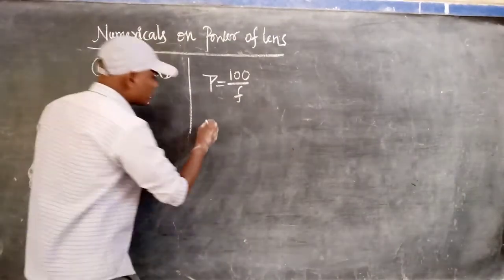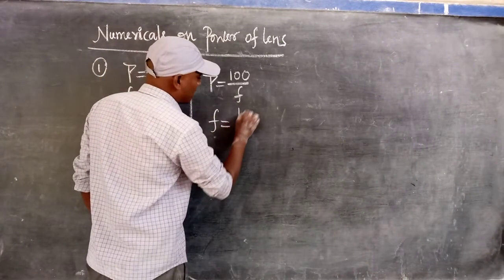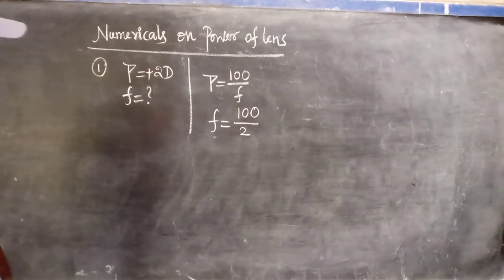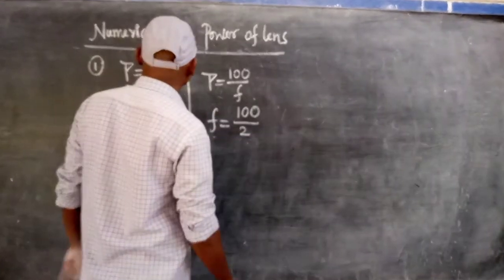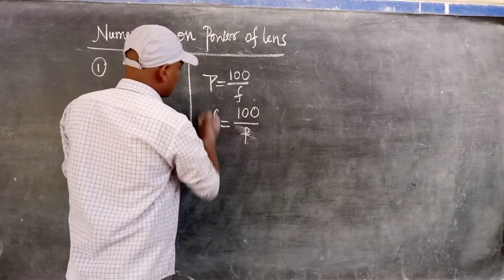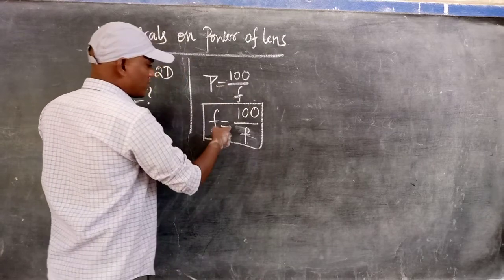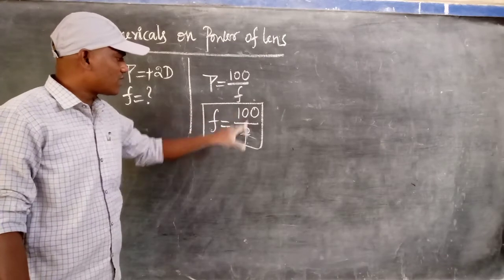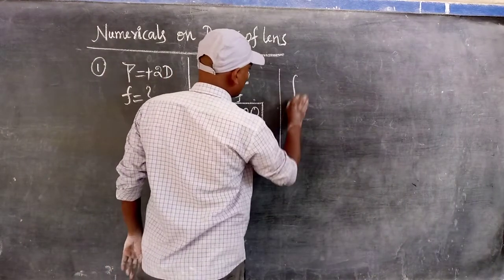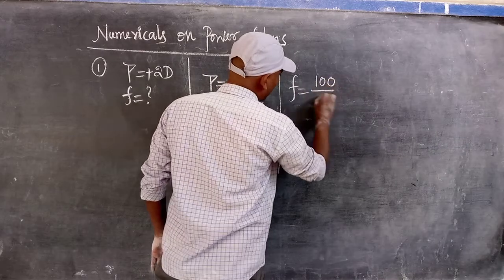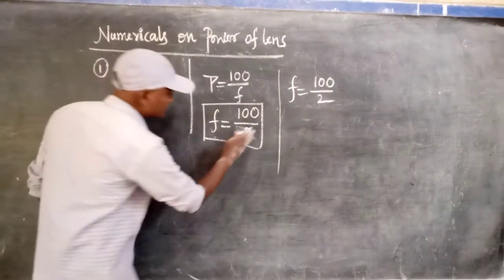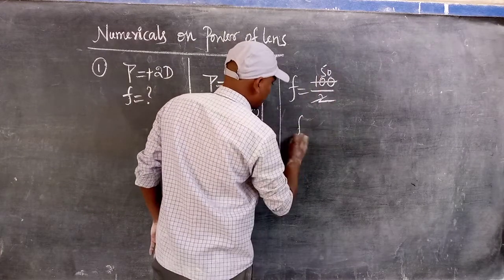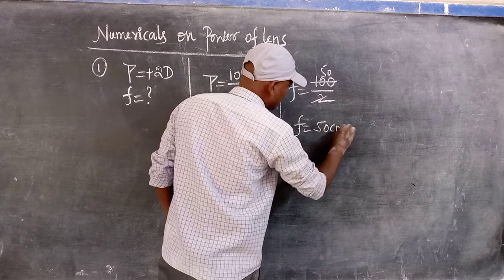Now from this, F is equal to 100 upon P. From P equals 100 upon F, we can write F equals 100 upon P. So F is equal to 100 upon, what is the P value? 2. That's why F is equal to 50 centimeters.